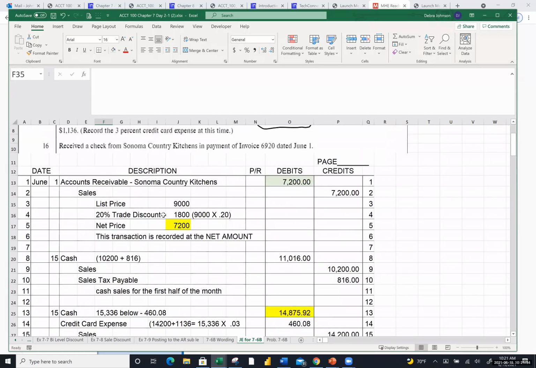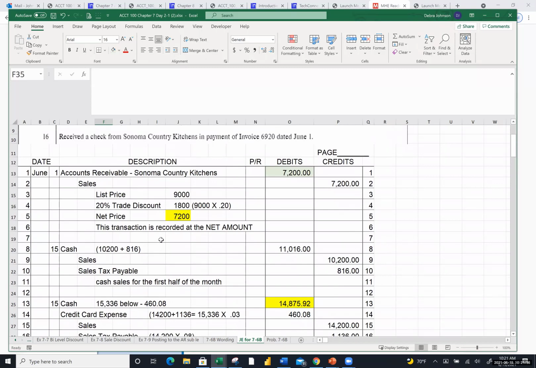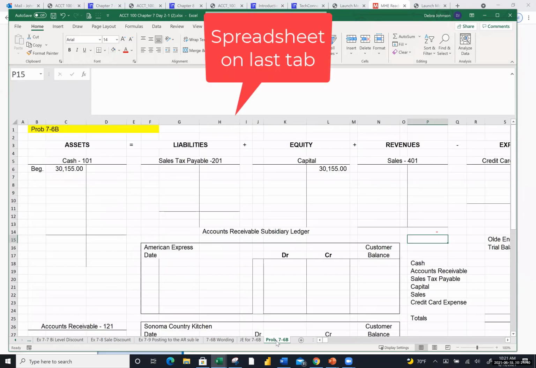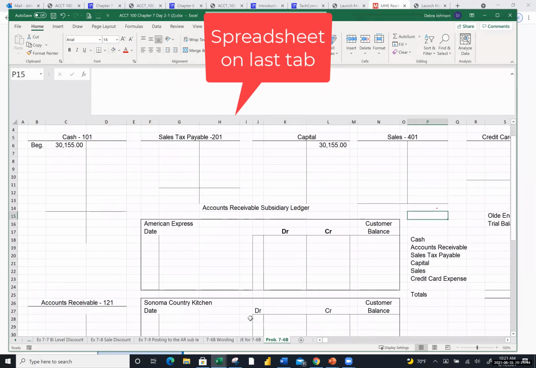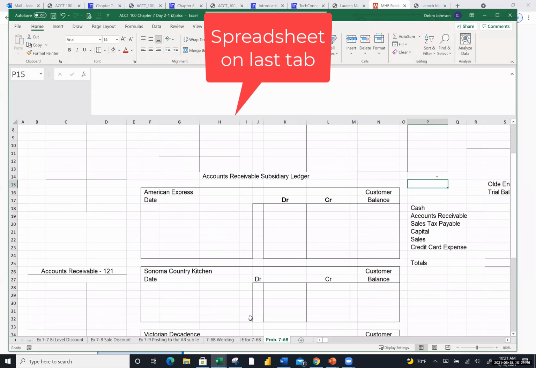Okay, so what I want you guys to do at home, I'll do the first few, but I want you to try and post these transactions to 2 things. I did this for a reason. I wanted to give you some more practice with posting to the Accounts Receivable Subsidiary Ledger.